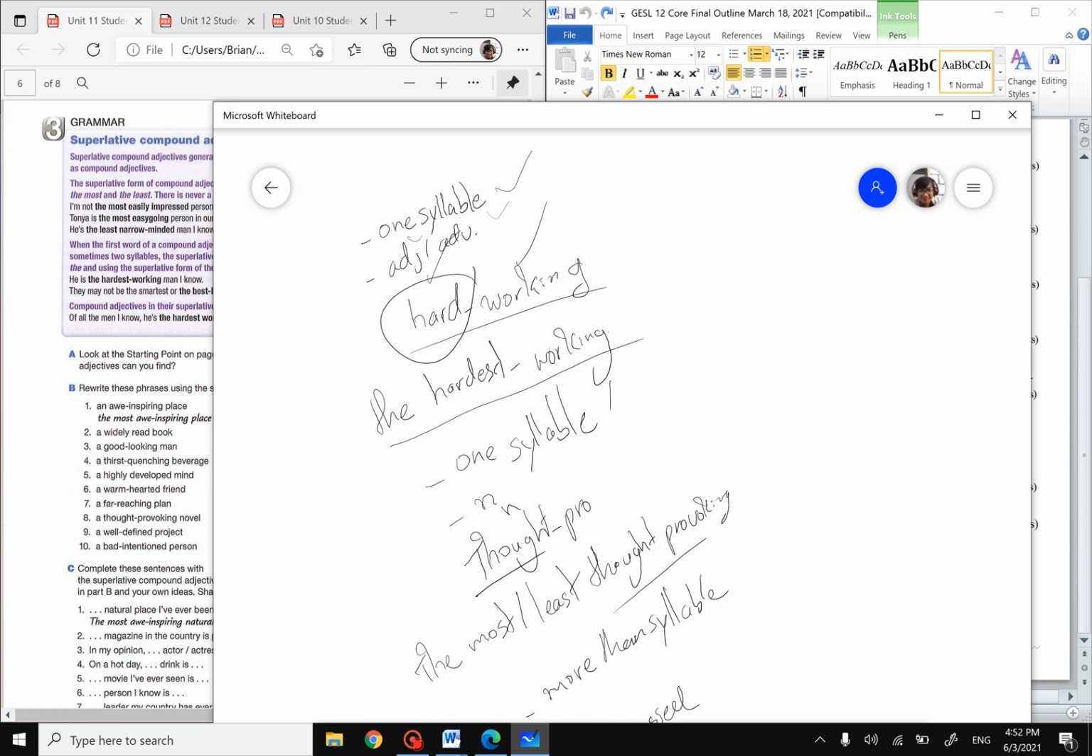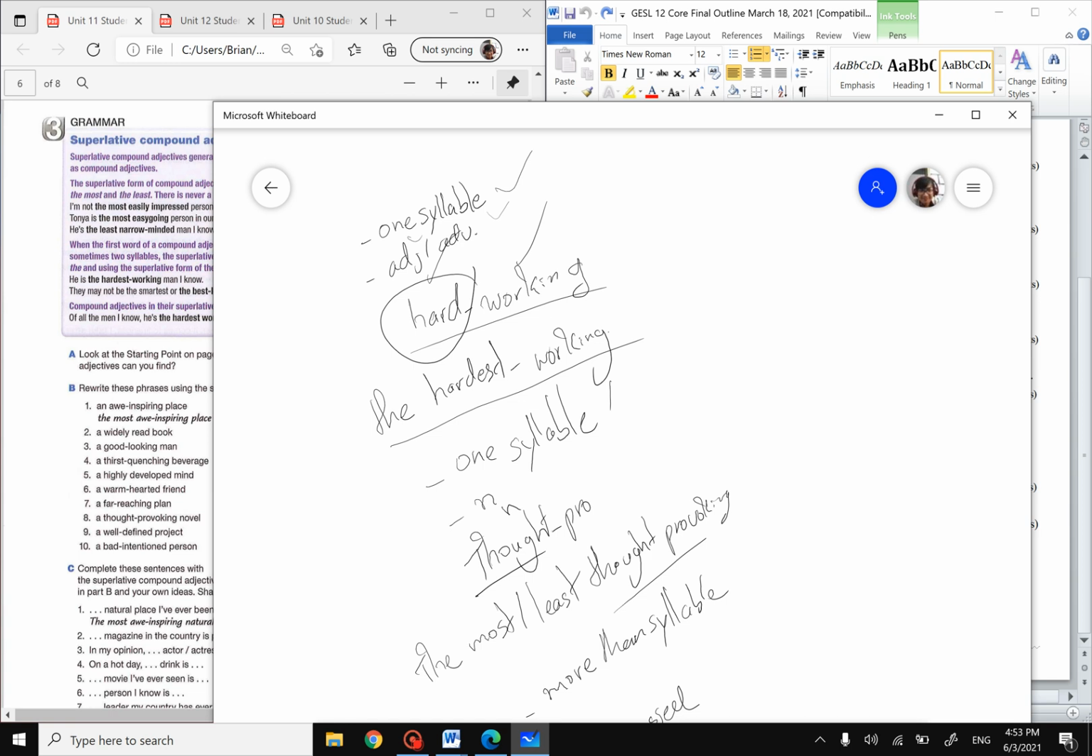One, if the compound adjective comes in two parts, we look at the first half. If that first half is one syllable, and the part of speech is adjective or adverb, we change it based on the original form of that adjective or adverb. If it is hard, it becomes the hardest. If it is well, it becomes the best. Or if it is far, it becomes the furthest, or the farthest. So in this case, hardworking becomes the hardest working.